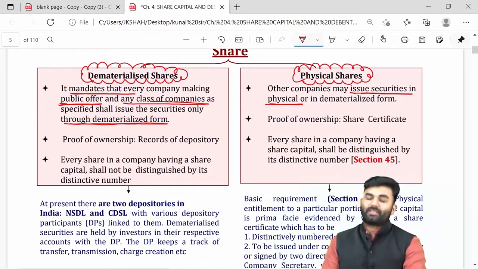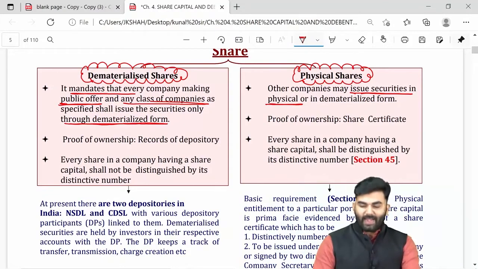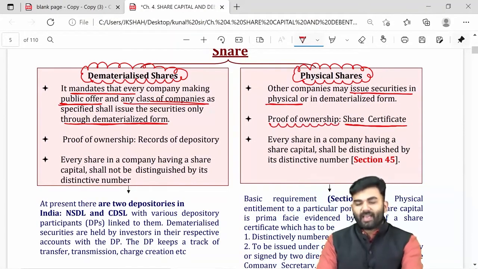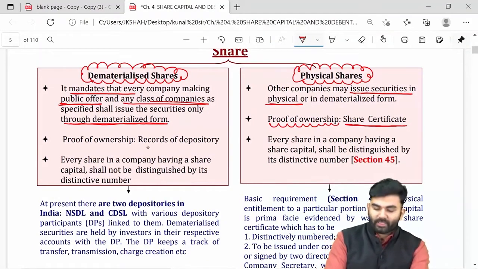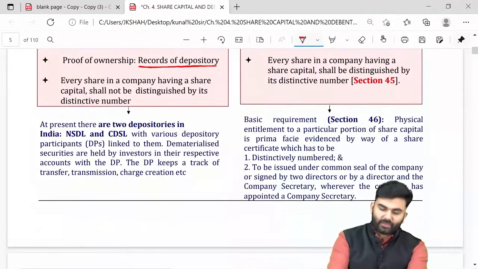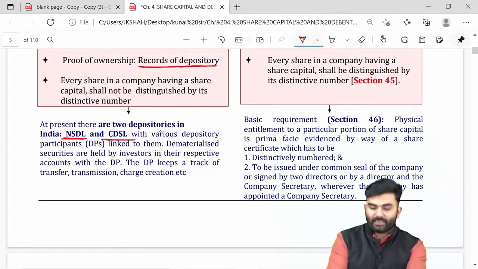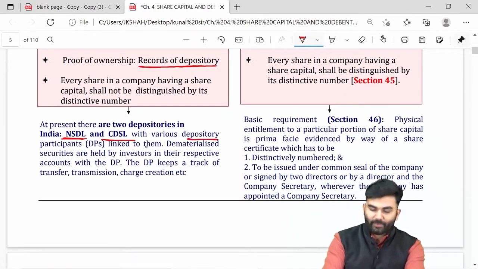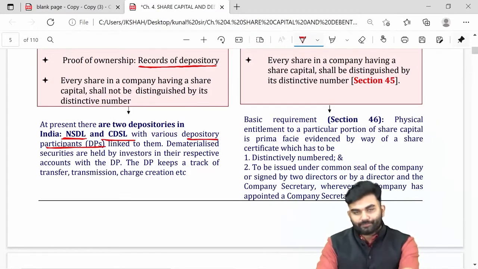If the company has issued the securities in physical form, then the share certificate itself acts as proof of ownership. But if the shares are held in dematerialized form, and someone asks whether you are a shareholder of that company, I say yes. What is the proof of ownership here? The proof of ownership is the records of the depositories. There are two depositories, NSDL and CDSL, linked through various depository participants.